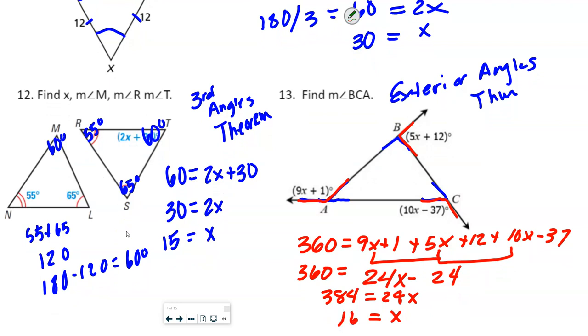So it's actually asking us to find the measure of angle BCA. BCA is this angle right here. So we need to find the exterior angle to find the interior angle, okay? So what we're going to do is 10 times our 16. That's 160 minus 37. So when I did that, I got 123. Now, if this angle out here is 123, how would we find the angle next to it that forms the line? We would subtract 180 minus 123, and that's equal to 57 degrees, okay?